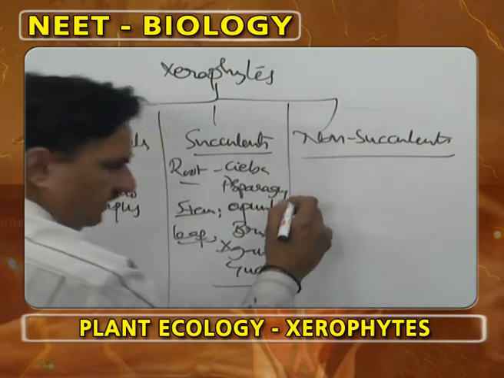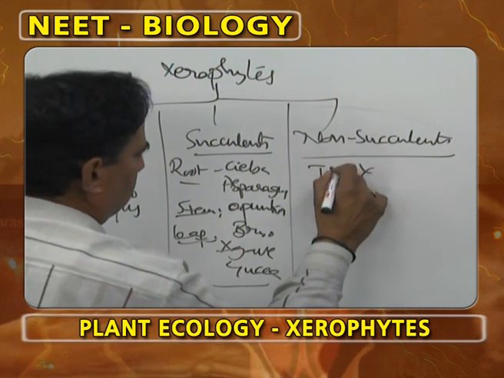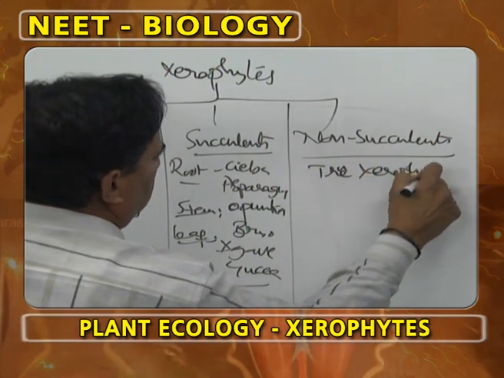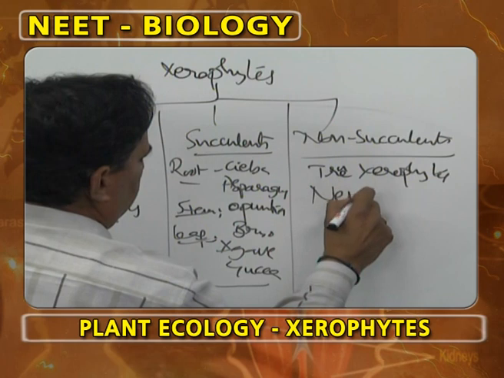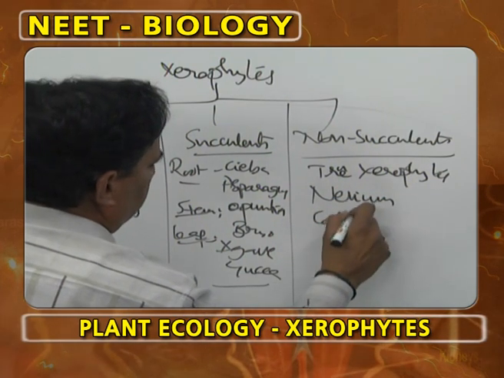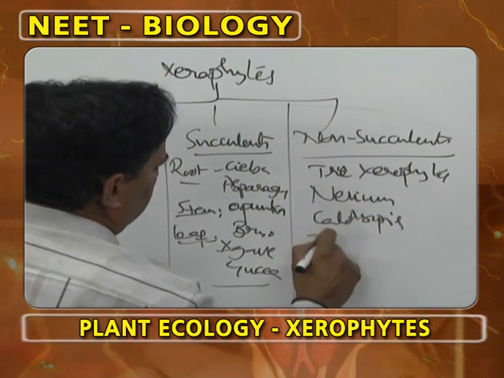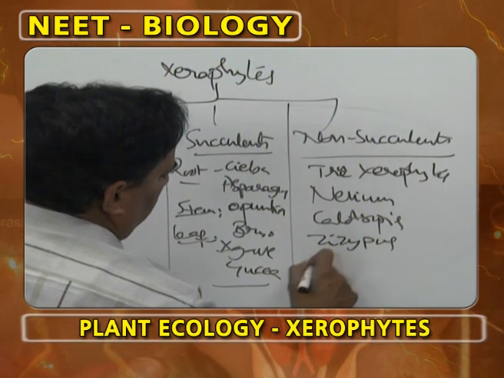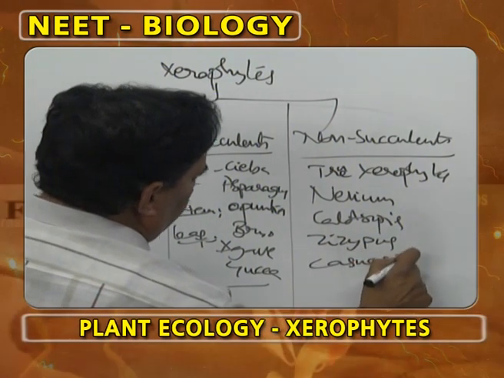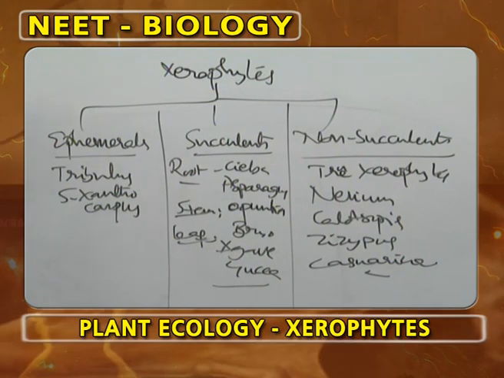Non-succulents are true xerophytes. These are called true xerophytes: Nerium, Calotropis, Ziziphus, Casuarina. All come under true xerophytes because they face the xeric conditions directly with the help of various modifications.